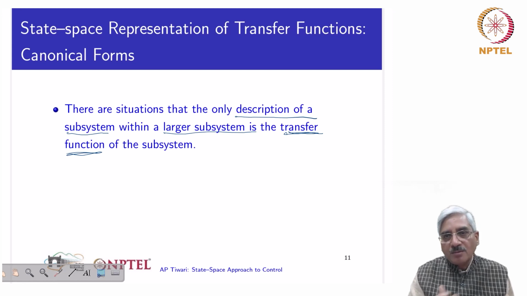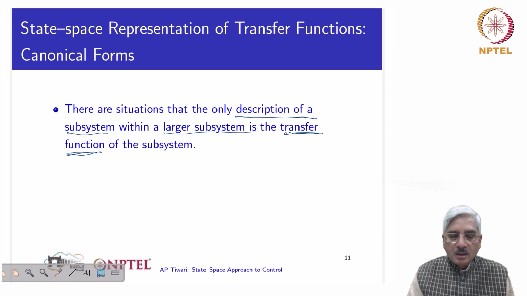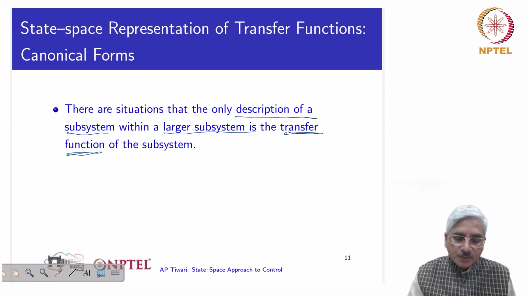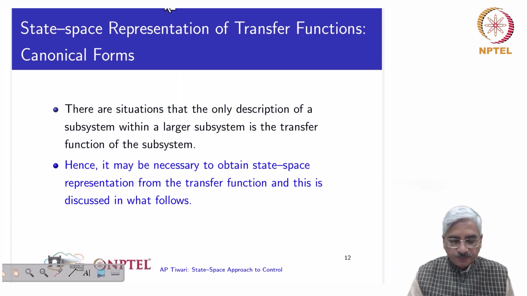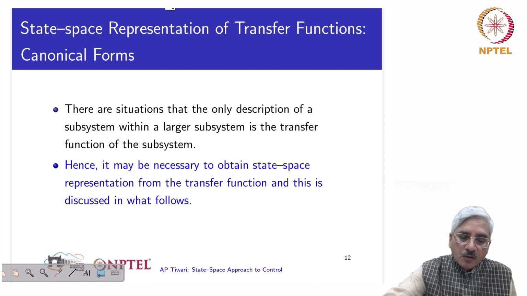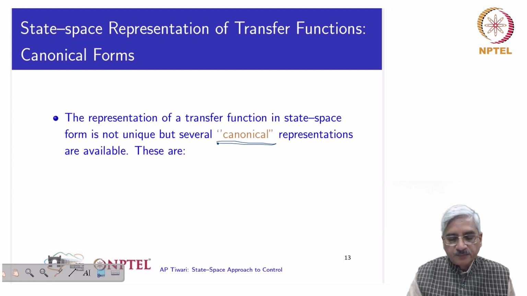We might have modeled the rest of the system on the basis of the first principles. However, we are now given the transfer function of the part of a system or a component of the given system, and we have to utilize the transfer function to obtain the state space representation. So we have to learn how to do this, and obviously there are a number of standard forms which are available for doing this, and these forms are called canonical forms.